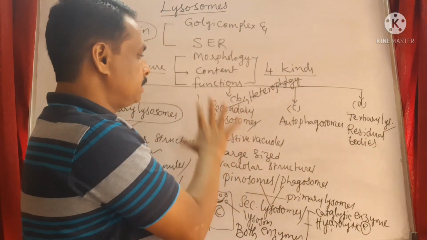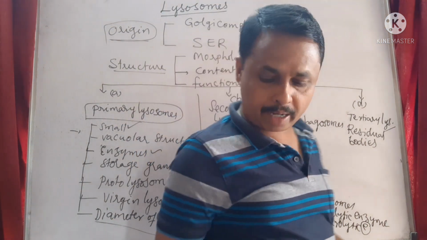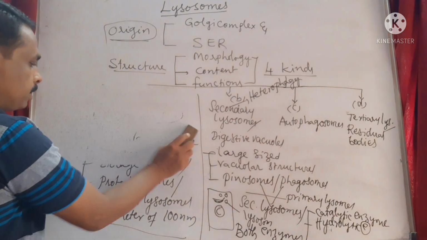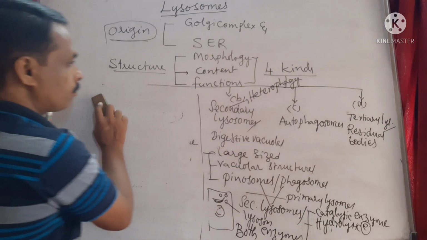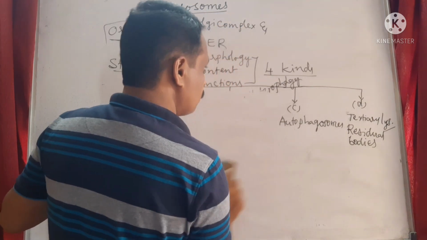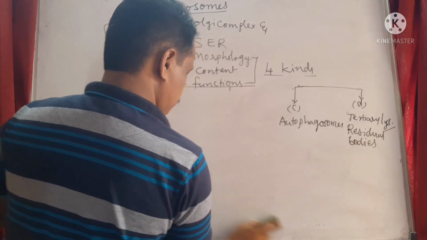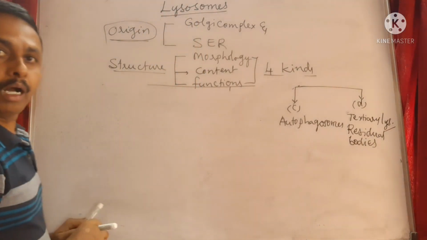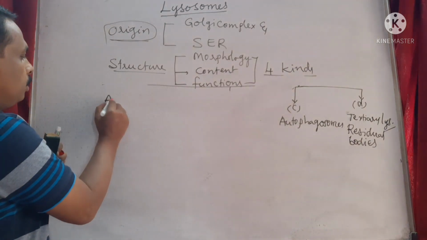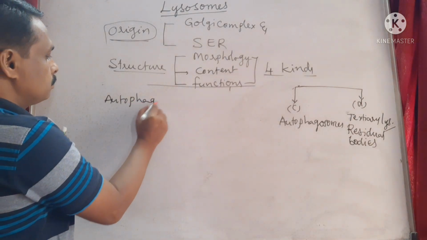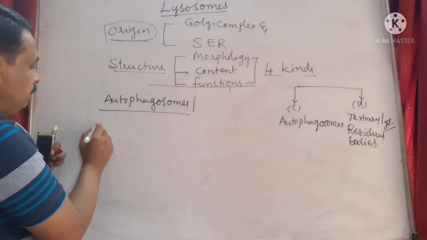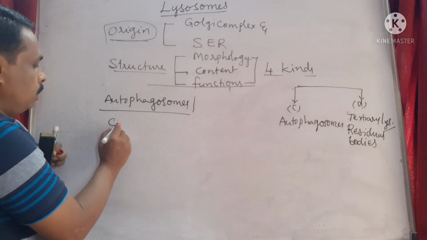Right? That's secondary lysosomes. Next, when we talk about autophagosomes, these are otherwise called cytolysosomes.